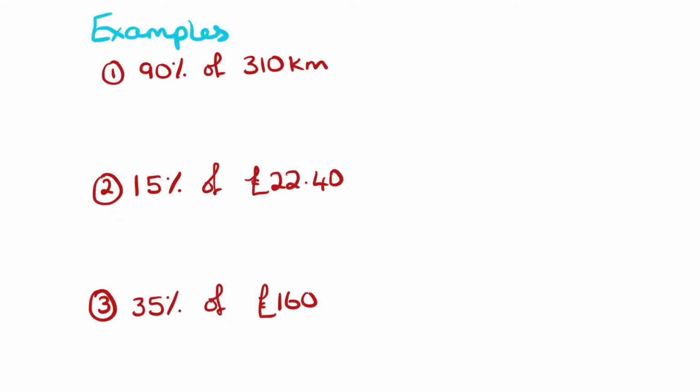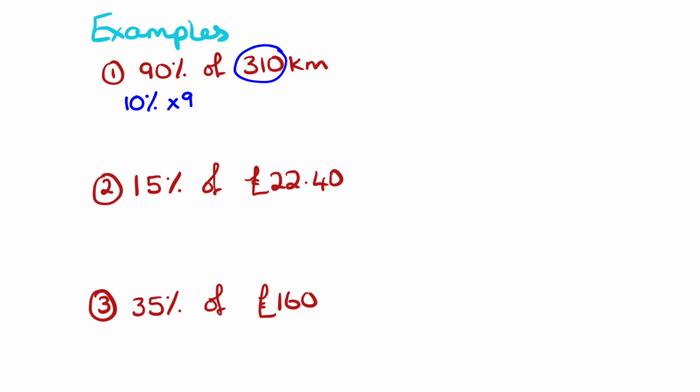We're just going to do these 3 examples and I'm going to get you to practice a bit. Okay, so 90% of 310 kilometres. First of all, let's think about our strategy, how we're going to do this. If we want 90%, let's start with 10% and then we can times that by 9, can't we? So 10% of 310 is 310 divided by 10.